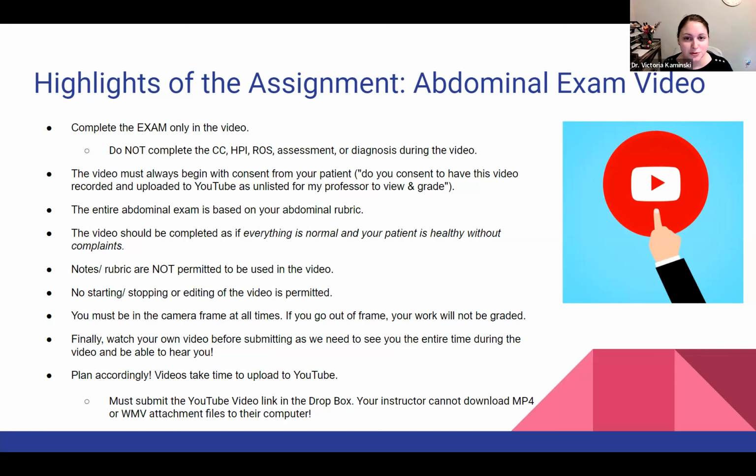So please make sure that you've got several hours built in, if not doing it at least a day before, to make sure that your video gets uploaded in the appropriate time and that you submit by the due date so you do not incur any of the late policy. We absolutely cannot accept any form of video that is MP4 or WMV that is sent to our personal email or the Dropbox. It does have to be the YouTube link.